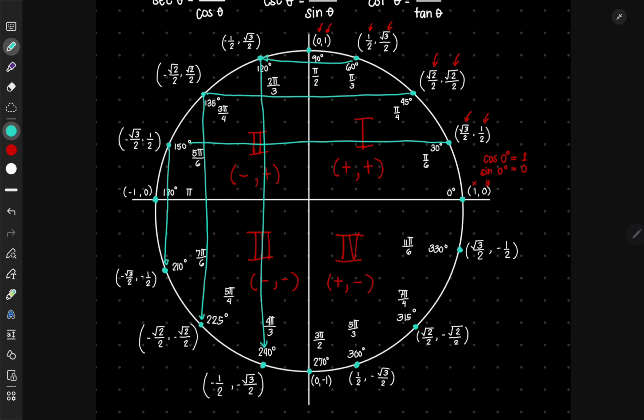So, sa fourth quadrant naman, meron kang dalawang options to reflect. It's either from third quadrant to fourth quadrant or from first quadrant to fourth quadrant. So, kung dun tayo sa first quadrant, so yung 30 degrees natin, reflect natin siya dito sa 330 degrees. Pero again, dito sa fourth quadrant, yung y-coordinate natin is a negative. So, instead na positive square root of 3 over 2 and positive 1 half, gawin natin positive square root of 3 over 2 and negative 1 half dito.